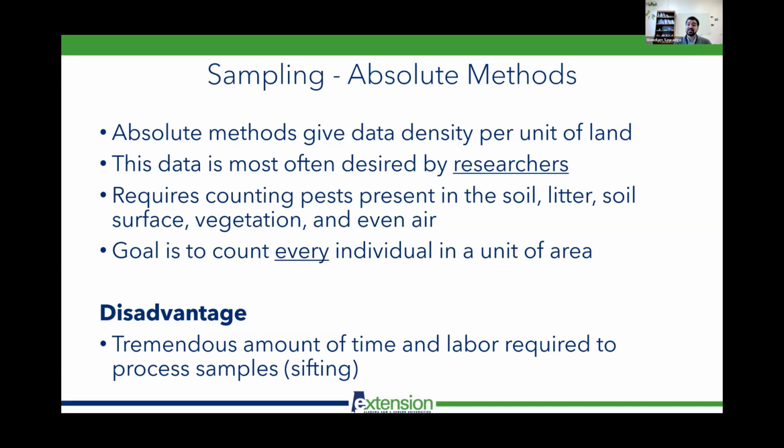And that's because our goal is to count every single individual in a unit of area. So we might be looking at every one of a certain insect that's on a plant or within a meter row or within a larger area. And so being able to do that takes a lot of time. And so that's the main disadvantage, the time and labor required to process the samples and even just collect the specimens in question.